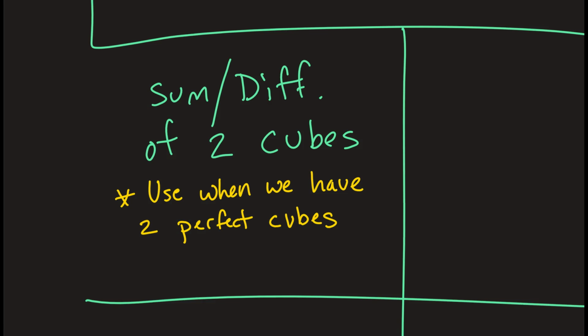4 times 4 times 4 is 64. These are perfect cubes. So I'm going to write down the perfect cubes here.